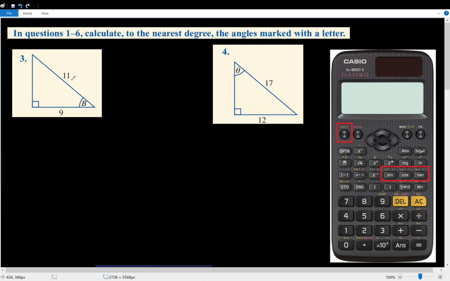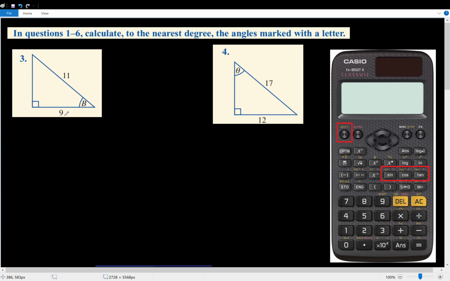We've got a triangle with sides marked 11 and 9, an unknown angle marked B, and a right angle marked here. So we have a right angle triangle, which means 11 is our hypotenuse, and in relation to B, 9 is the adjacent side. The first thing we're going to do is put together a ratio, either sine, cos, or tan from this, and work from there. So we'll work with what we have.